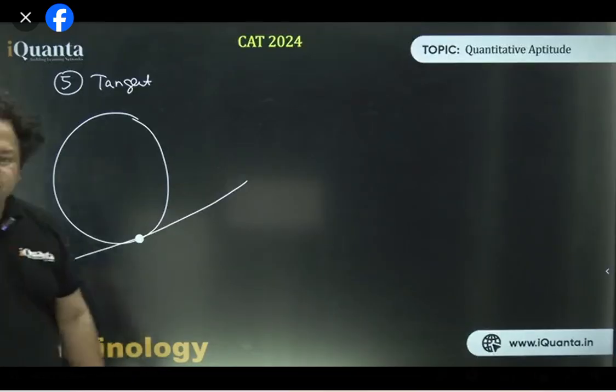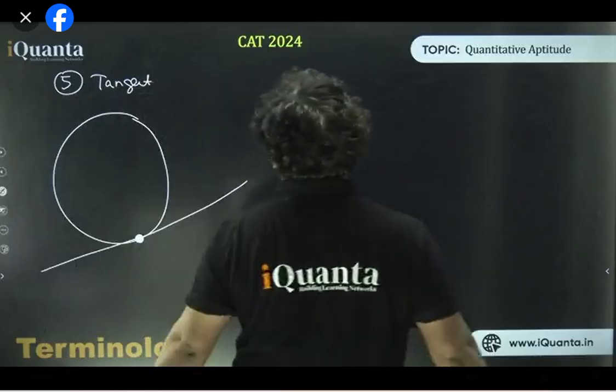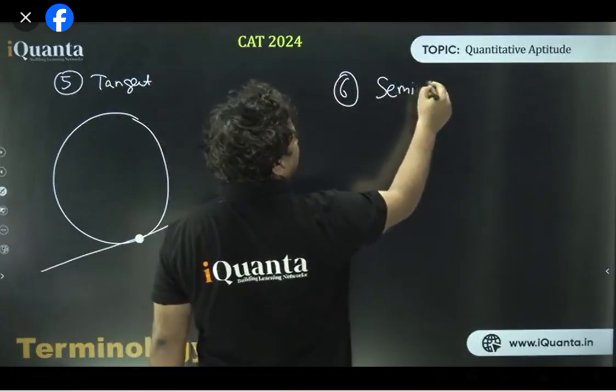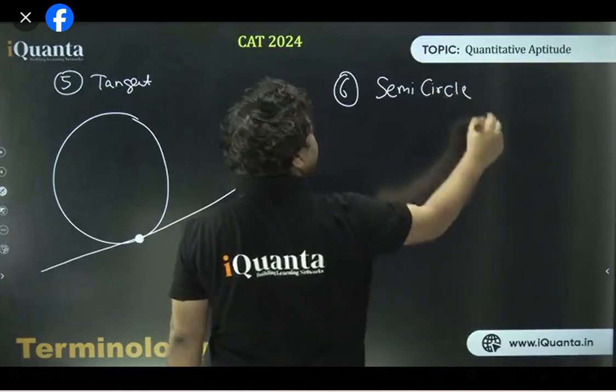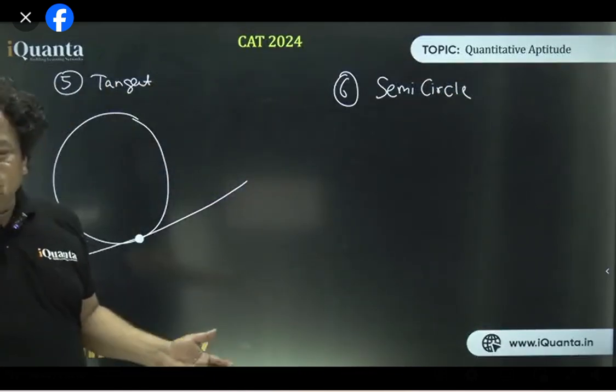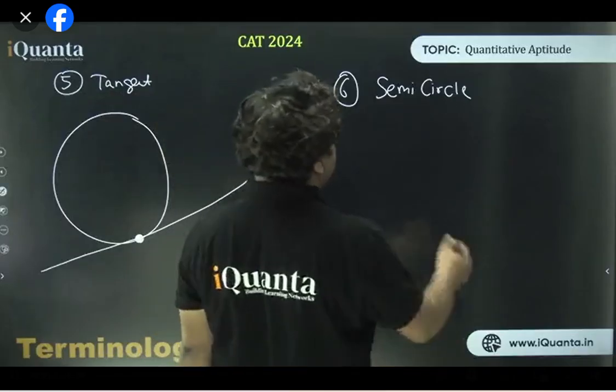Clear? Is that clear? Okay. Sixth is semicircle. You know what semicircle is? Who knows what is semicircle? Semicircle is also an arc. Yes or no?